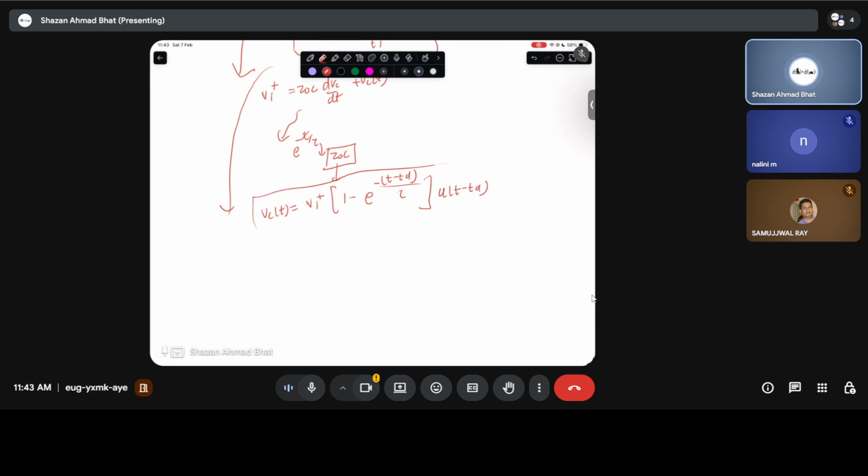So why is this t minus td there? It comes from the natural fact that there is a delay of the source voltage.